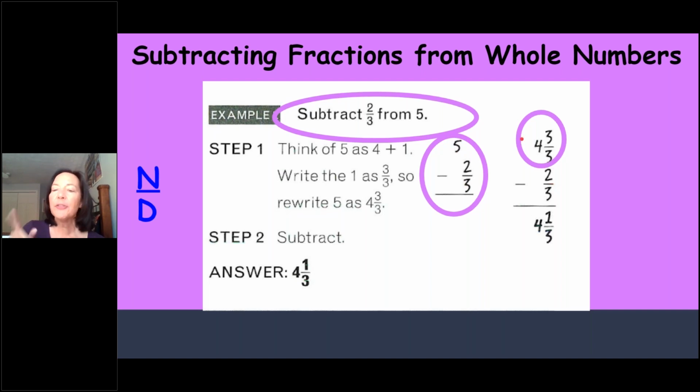The reason they needed to do that is because we're about to subtract 2/3, and we have to have the denominators be the same. Then they wrote their problem, 4 3/3 minus 2/3, and that equals 4 1/3. Okay?